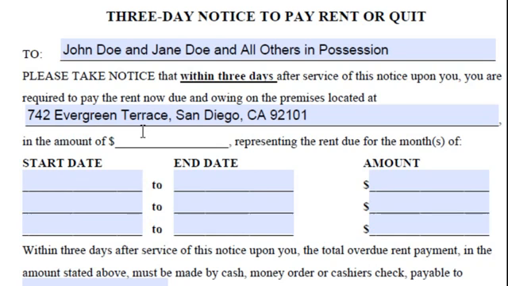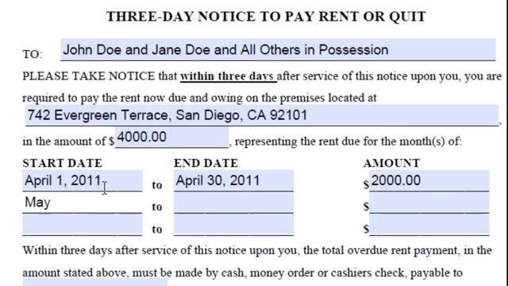Okay, now in this example, we're going to say the tenants are behind 2 months rent at $2,000 a month, so the total they're behind is $4,000. We need to put in the periods that is for: April 1st, 2011 to April 30th, 2011, for $2,000 for that month. Then they also didn't pay May, so we need to put May in, May 31st, 2011, $2,000. So you can see we have the month of April, April 1st, 2011 to April 30th, 2011 for the amount of $2,000, and then the same thing with May.